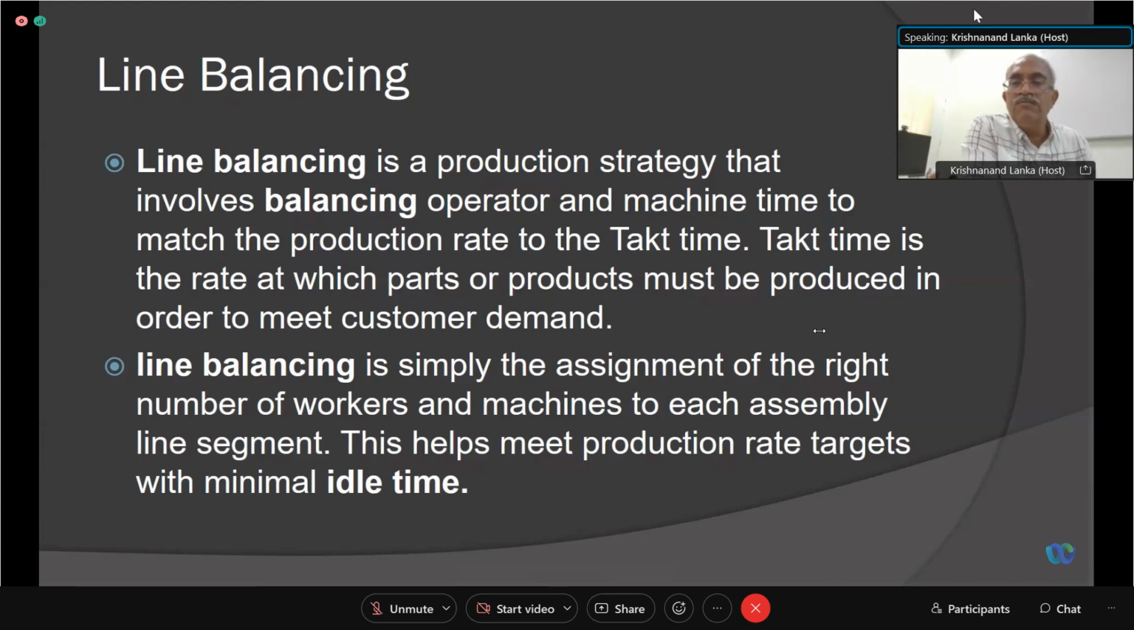So what is this takt time? Takt time is the rate at which parts or products must be produced in order to meet customer demand. For example, it is said that the time with which Henry Ford was producing his T model black car was around 38 or 40 seconds. That means he was able to turn out a car every 40 seconds.